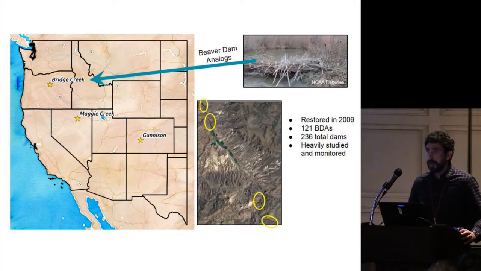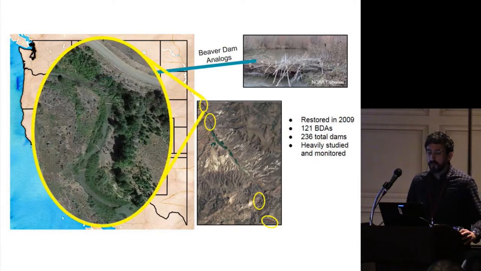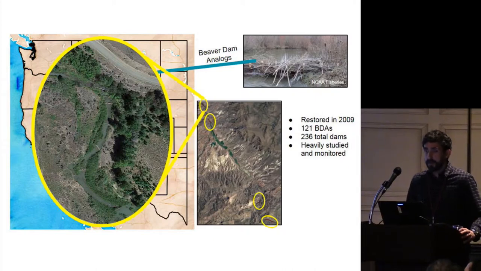So as Nick pointed out, this project's been heavily studied and monitored. It's been published on, and they also had set up their own controlled sites that we were able to use through our evaluation as well. If you zoom into one of their areas, you can see these structures from the air. As Nick pointed out, they're densely populated throughout these 1 kilometer reaches.